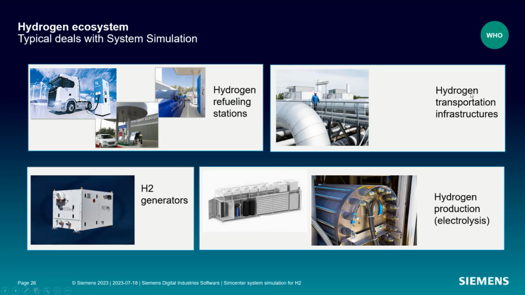We have customers using Simcenter Flowmaster for the hydrogen transportation in long pipeline systems, also for the simulation of the CO2 transportation. The French company designing hydrogen generators based on the combustion of hydrogen instead of the combustion of diesel or gasoline. And finally, here are two examples of customers using AMSIM for electrolyzer systems.